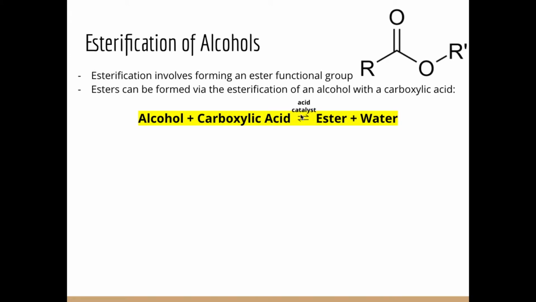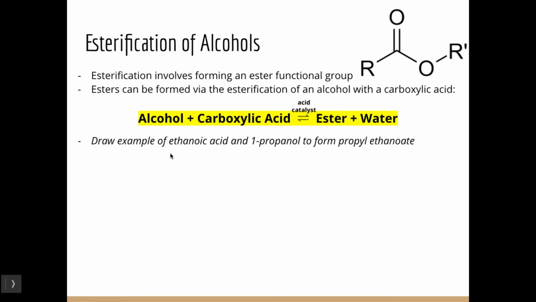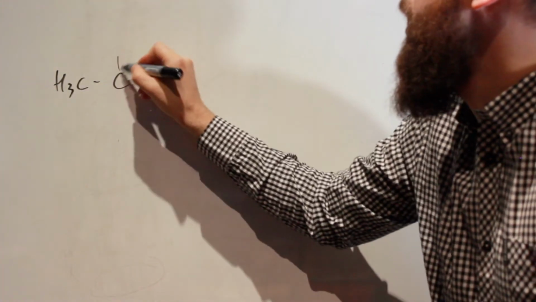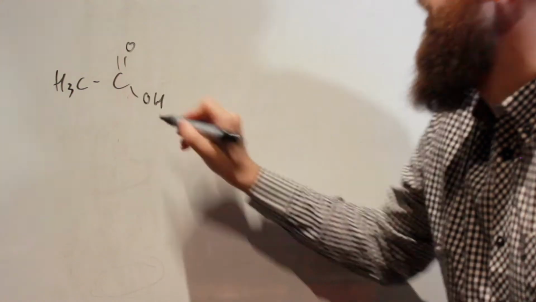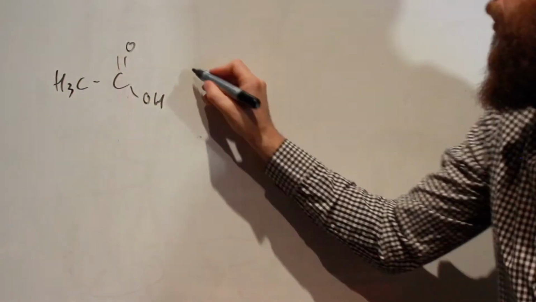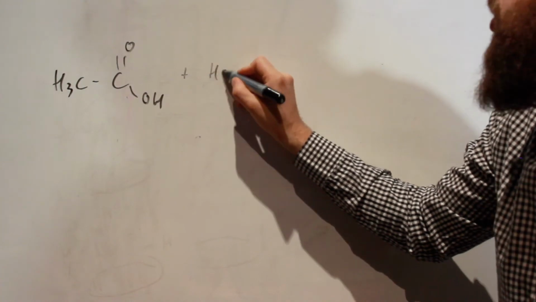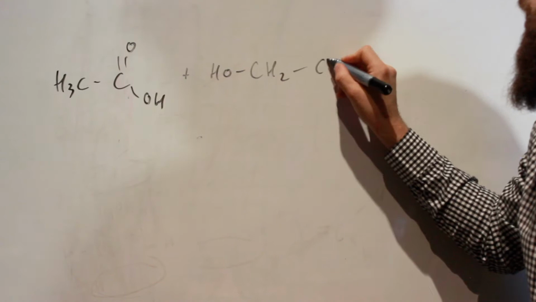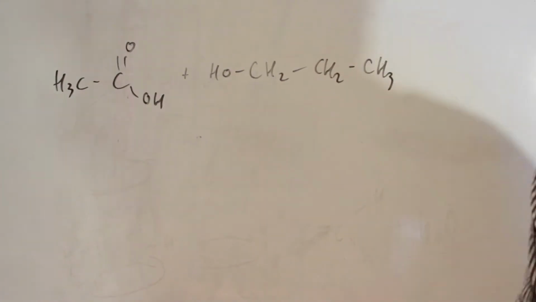Now, also a catalyst is involved, and an acid catalyst is involved here. So for example, let me draw you ethanoic acid and 1-propanol to form propyl ethanoate. So I'll start with drawing the ethanoic acid. Eth meaning 2, ethanoic acid, we have ethanoic acid like that. And then 1-propanol, we have HO, and then prop, 3 carbon chain, so CH2, CH2, CH3.